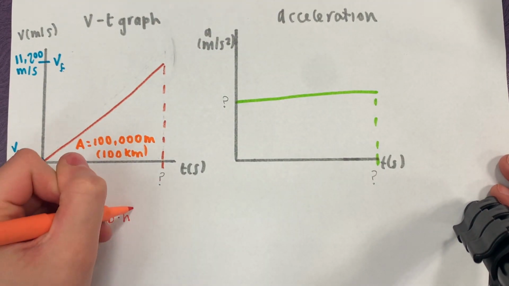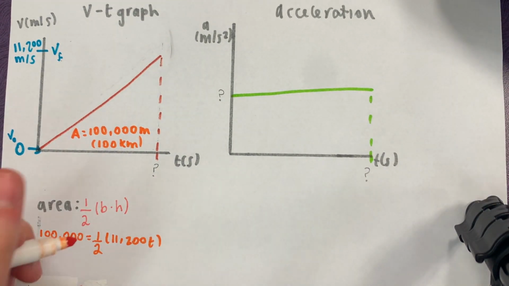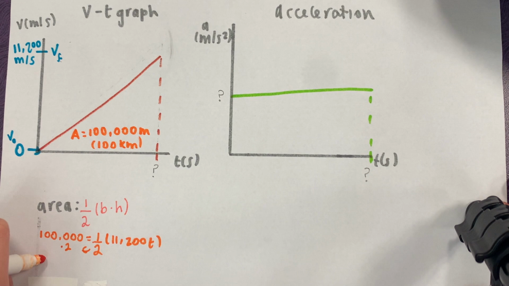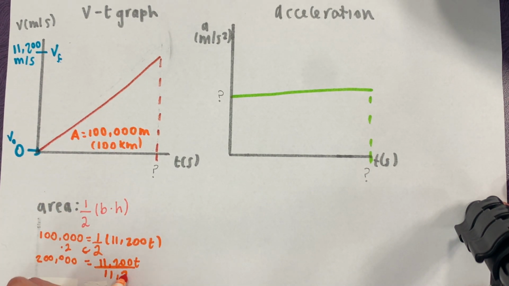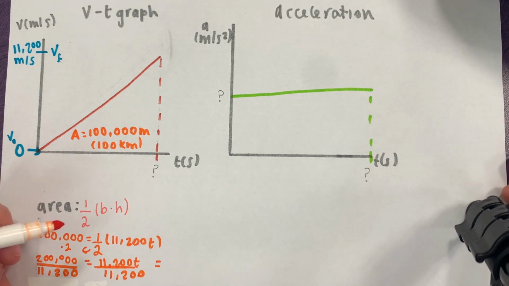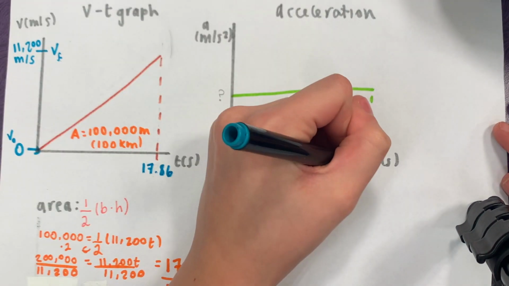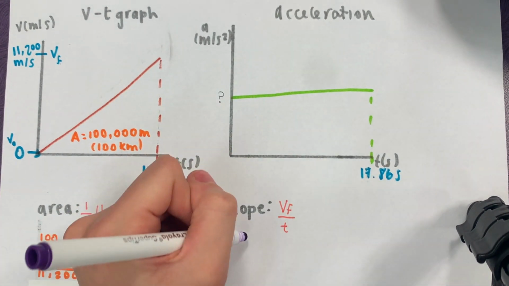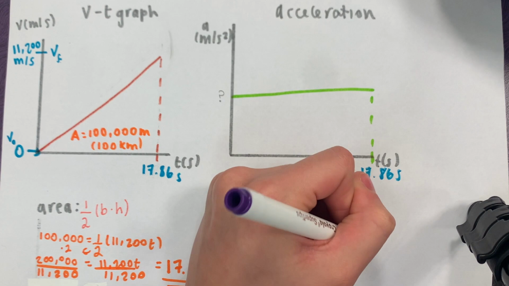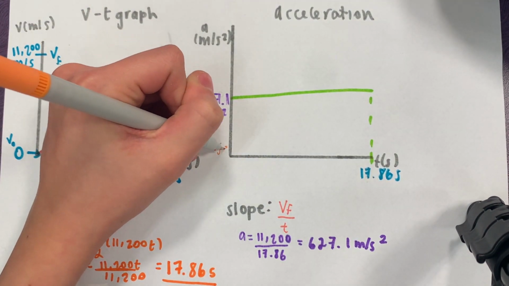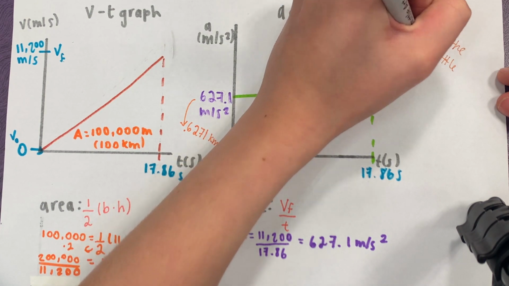When solving for time, we set 100,000 equal to 1/2 times 11,200 t. The answer we get is 17.86 seconds, which is the time it takes to travel. After we have time, we can put it in the graph, and finally, use the slope formula to calculate acceleration. We have 11,200 over 17.86, and the answer is 627.1 meters per second squared. So that is our acceleration.